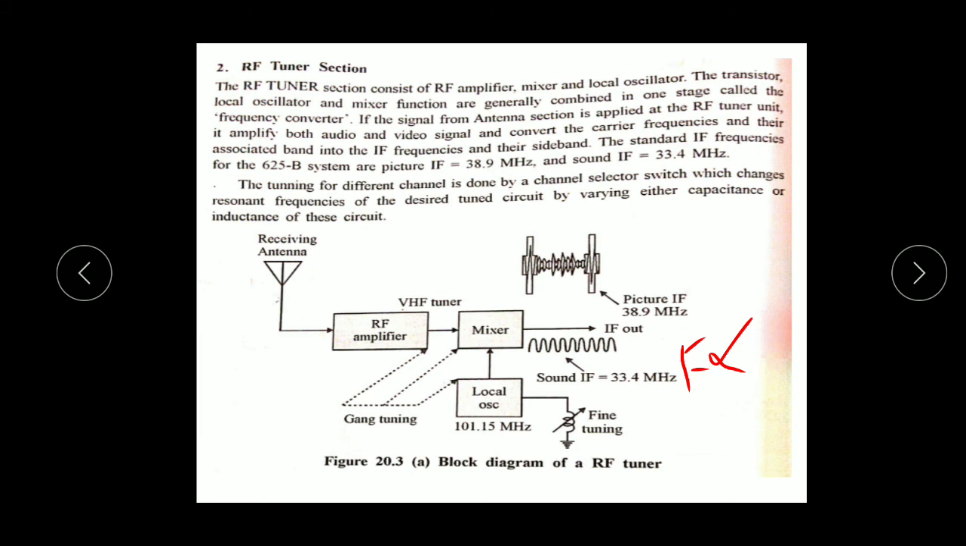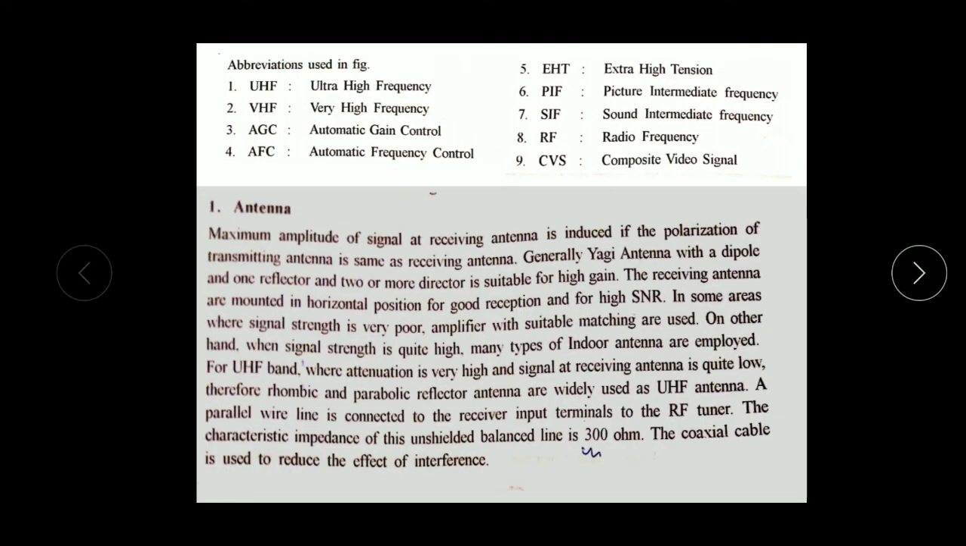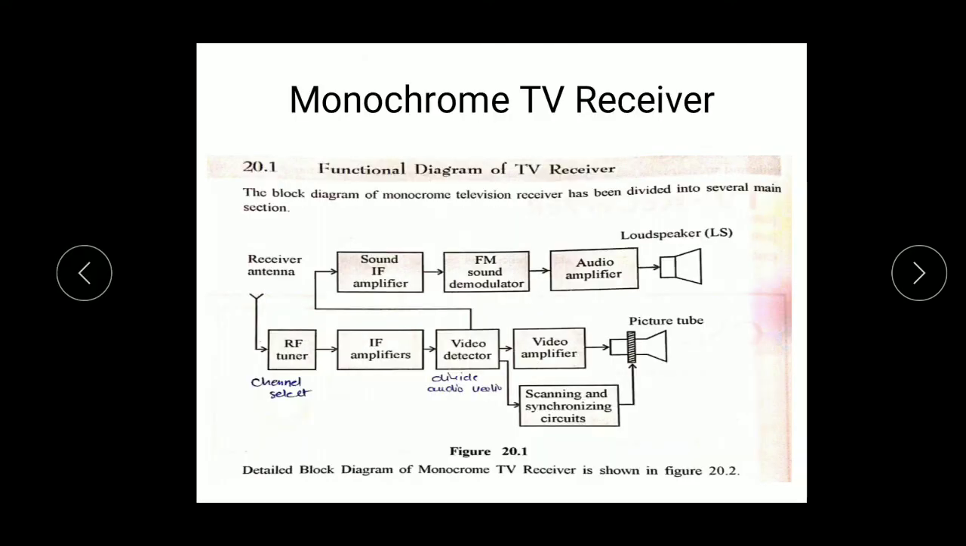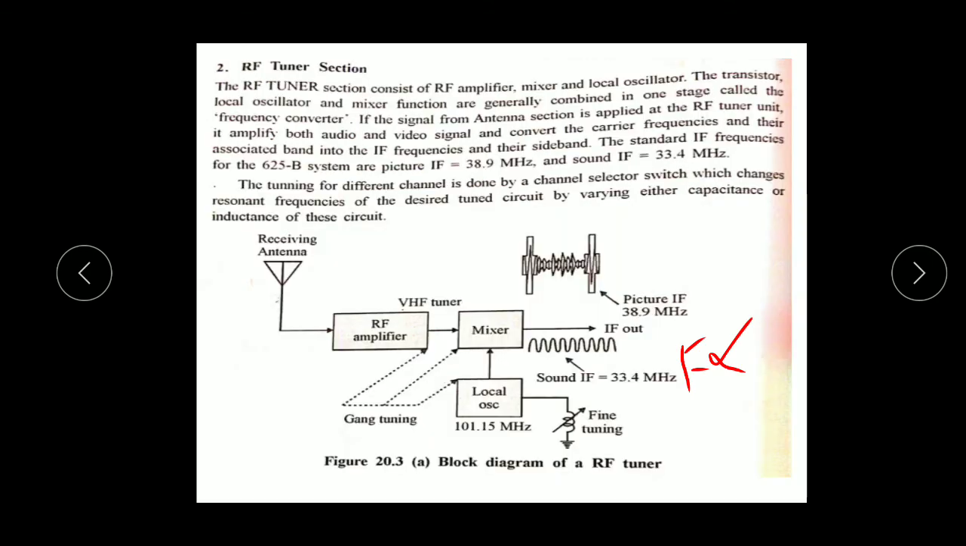After the signal is converted into the IF and amplified, it is divided into three signals: the sound signal, the video signal, and the synchronous signals. The tuning for different channels is done by the channel selector switch, which changes the resonant frequency of the desired tuned circuit by varying either the capacitance or the inductance of this circuit.